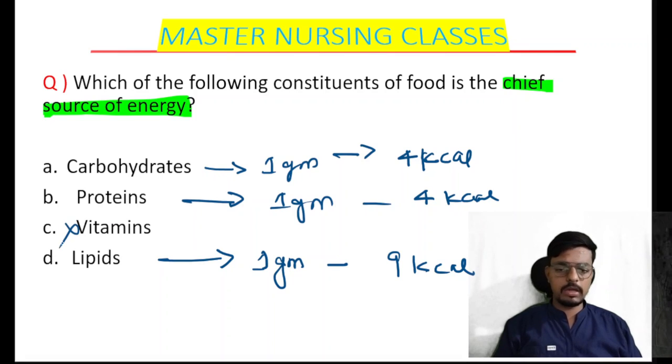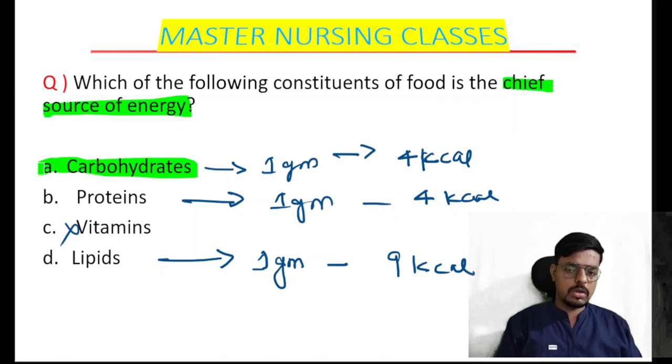Vitamins will never ever give energy, students. Sir, all these macronutrients, carbohydrate, protein, and lipid, are giving energy. Then why are you considering carbohydrate as the answer? Students, among all these four, the cheap source of energy is the carbohydrate. Okay, why?